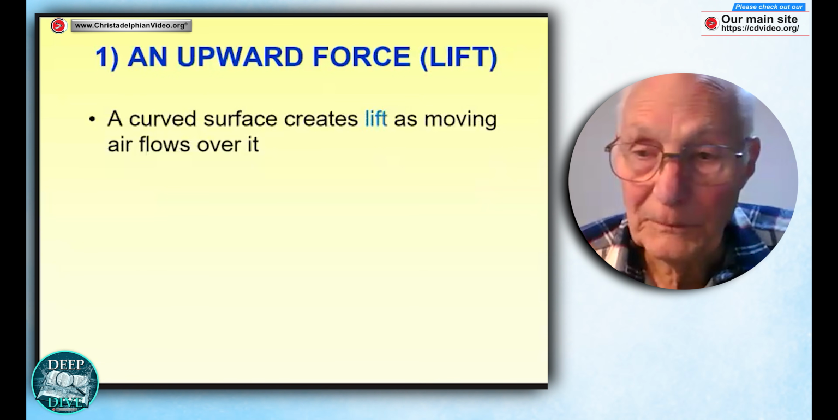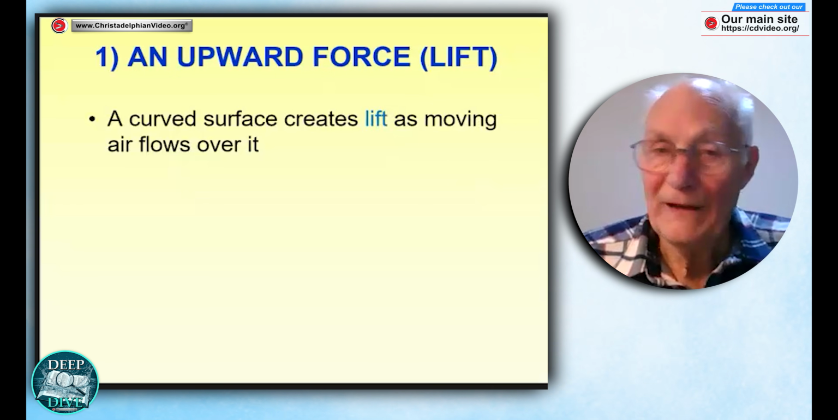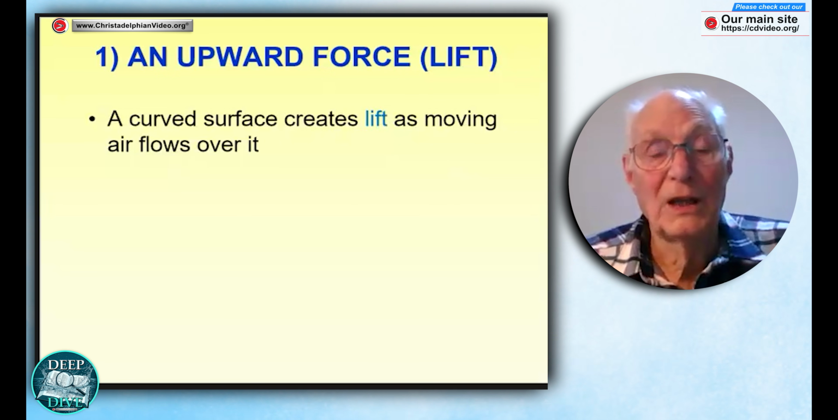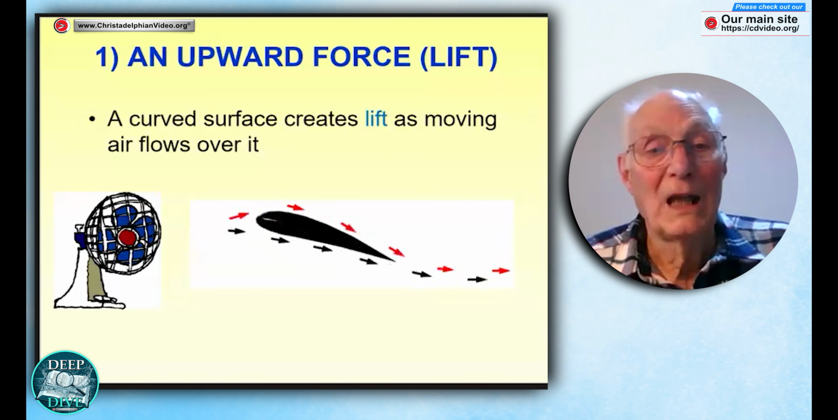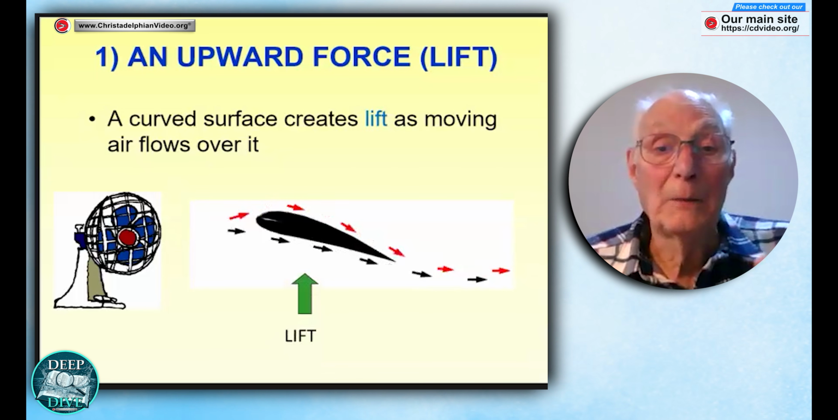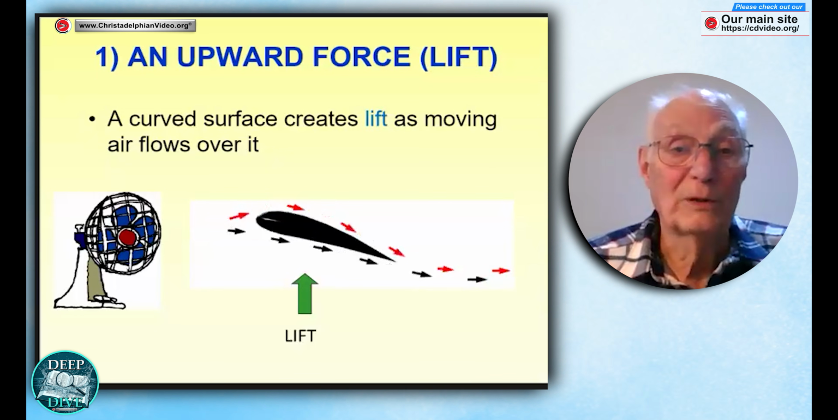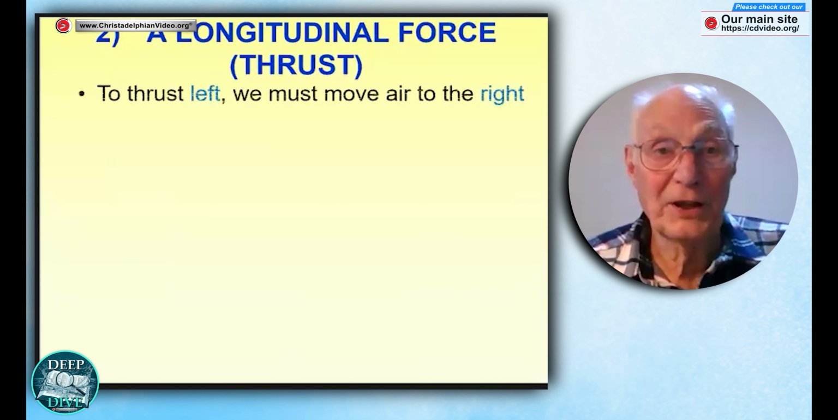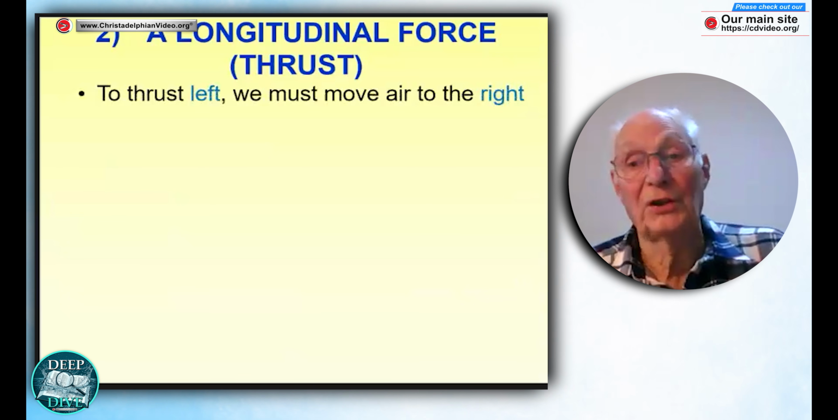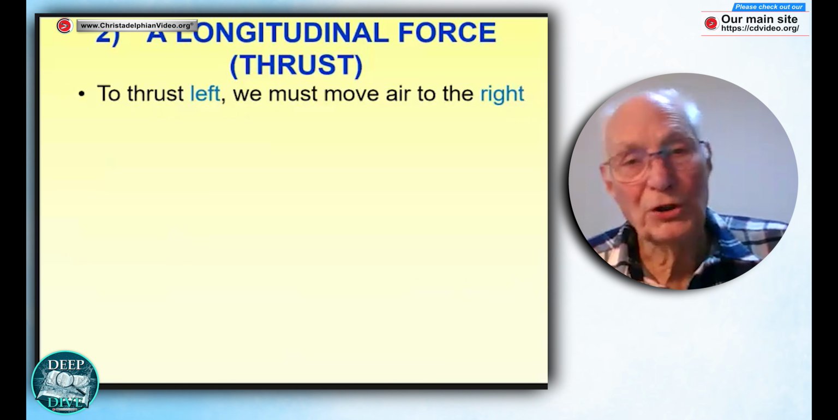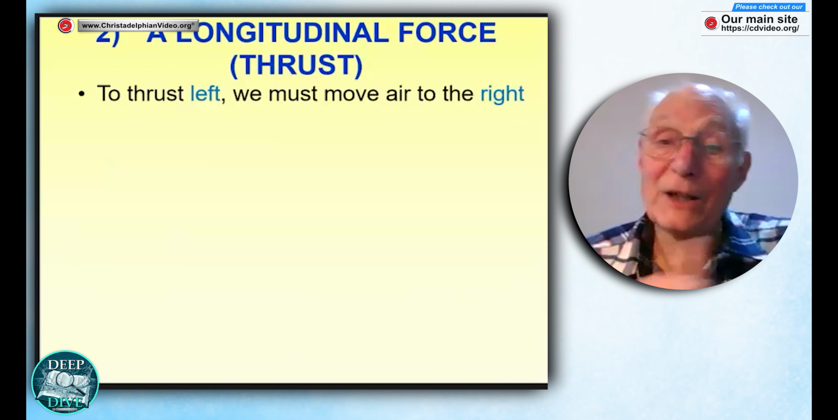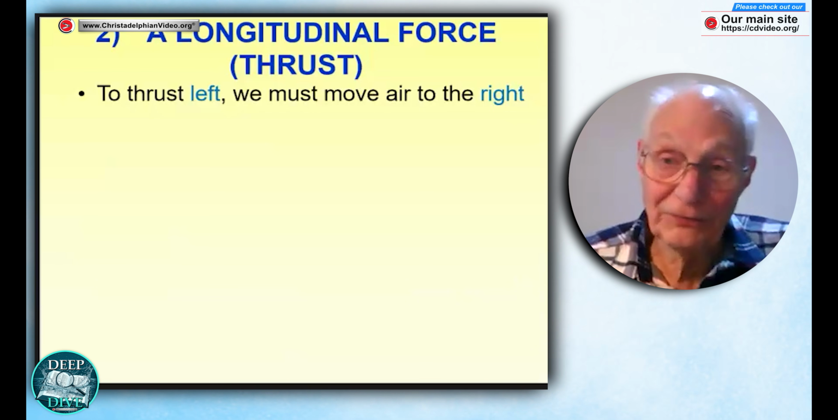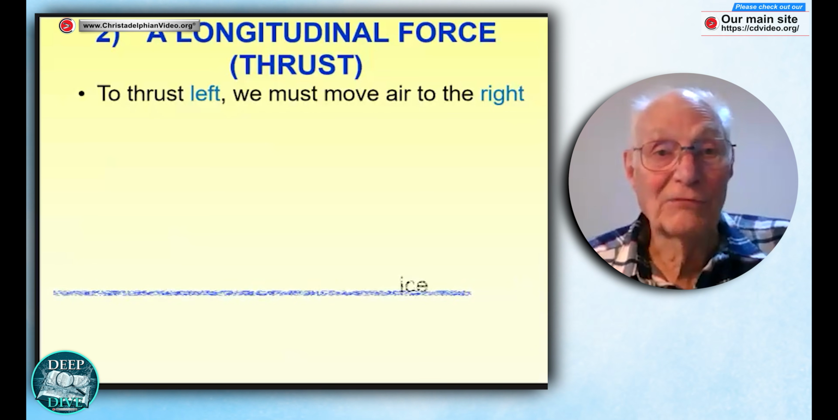How do you get a lift? What creates lift? Well, the fact of physics is any curved surface, when moving air flows over it, creates lift, an upward force. Here's a little fan, here's a cross-section through a wing, and you can see as the air flows over the wing, it produces an upward force underneath, which we call lift. Now, to get this horizontal force or thrust, what we have to do is just push a lot of air in one direction so that it will produce a force in the opposite direction. If we want to go to the left, we have to move a lot of air to the right.